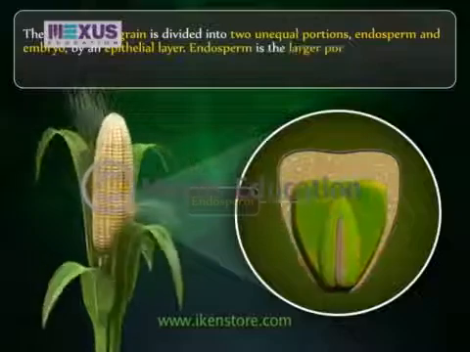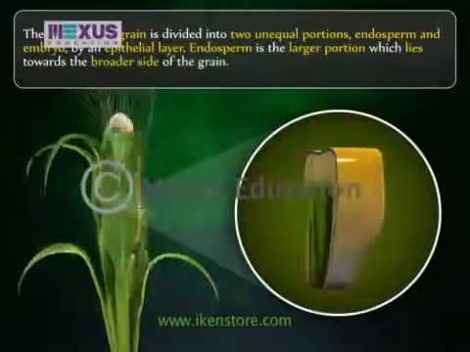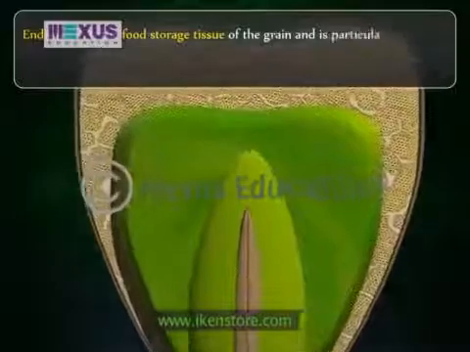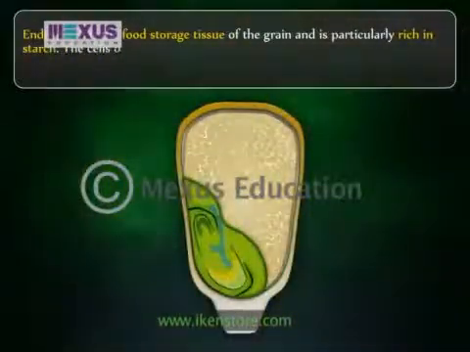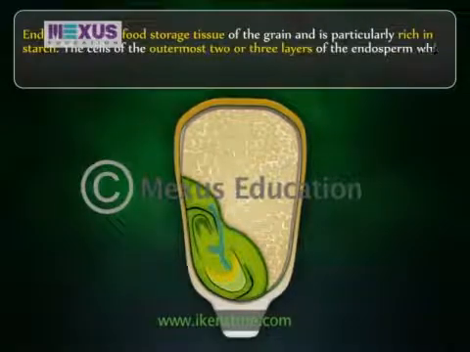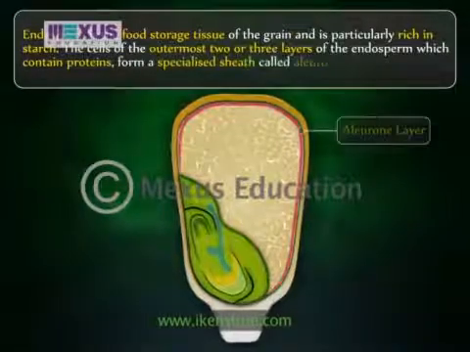Endosperm is the larger portion which lies towards the broader side of the grain. Endosperm is the food storage tissue of the grain and is particularly rich in starch. The cells of the outermost two or three layers of the endosperm, which contain proteins, form a specialized sheath called aleurone layer.